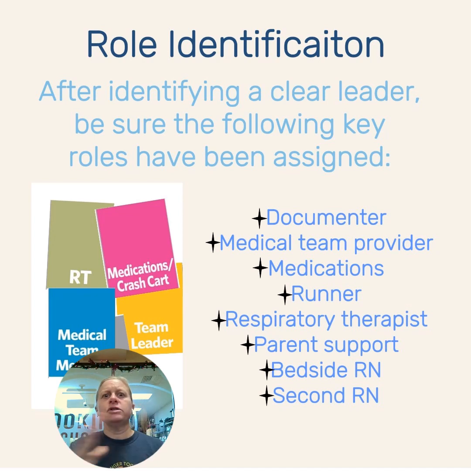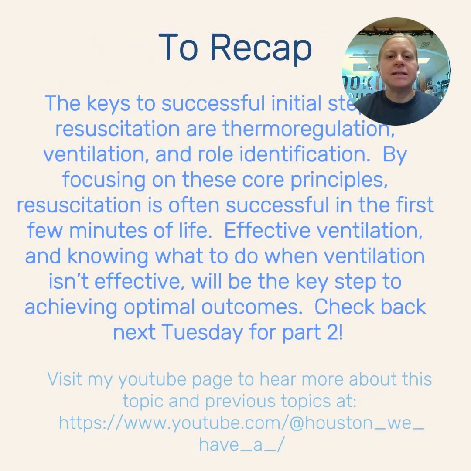So these are those first steps that happen in NRP. Remembering that if we can get effective ventilation, most of the time we are not going to need to progress to what is next. So the keys to successful initial steps of resuscitation are thermoregulation, ventilation, and role identification. If we can do that, we probably don't even need to look at our other slide decks, right? We wouldn't need to think about what would come next. But knowing effective ventilation is going to get us to our goal the vast majority of the time. So whatever we need to do to correct the inappropriate steps, things that are not going well with our ventilation, is going to help us be most successful.